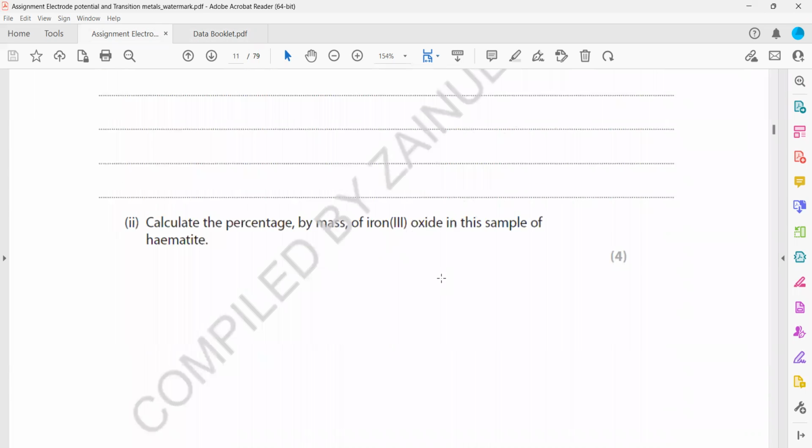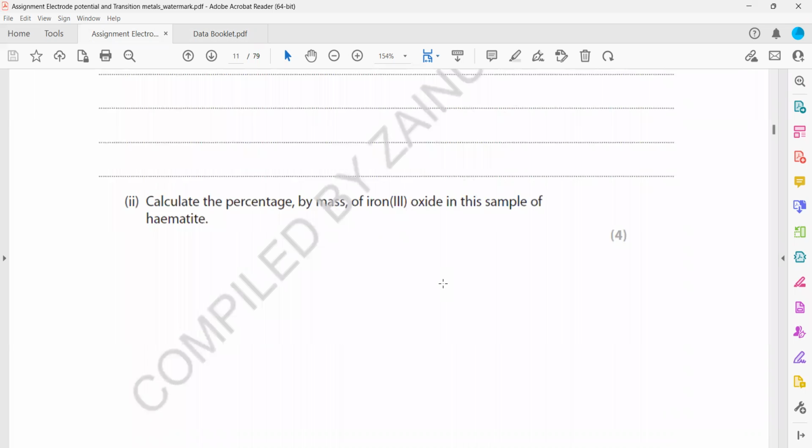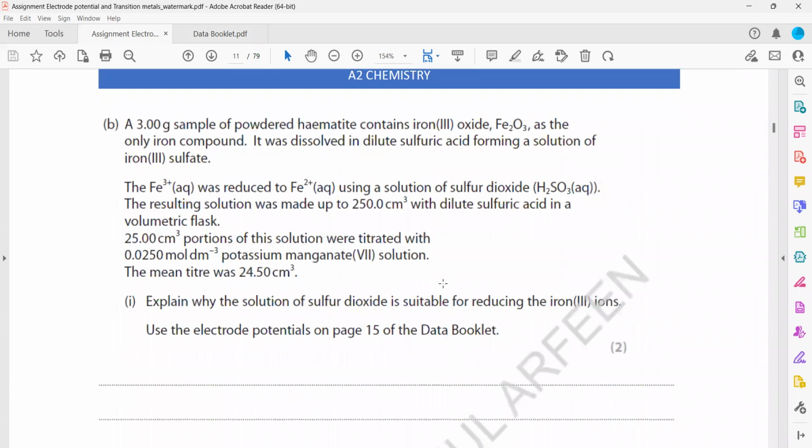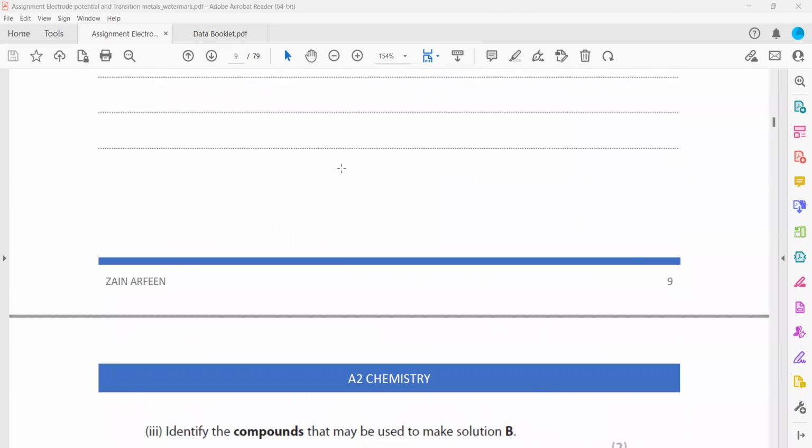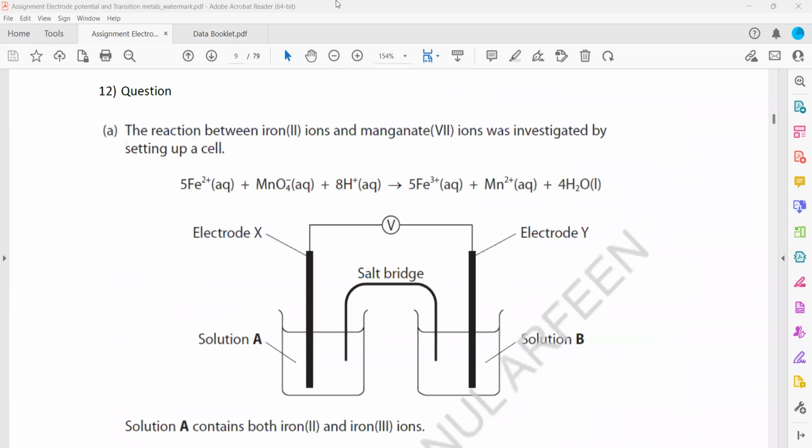Then calculate the percentage by mass of iron 3 in a sample. So what we'll do, I will just explain the method. I'll not calculate. So you will have the volume and concentration. This will give you the moles of manganate. From moles of manganate, you will find the moles of iron 2. How to work out the moles of iron 2? The main equation is given in the beginning.